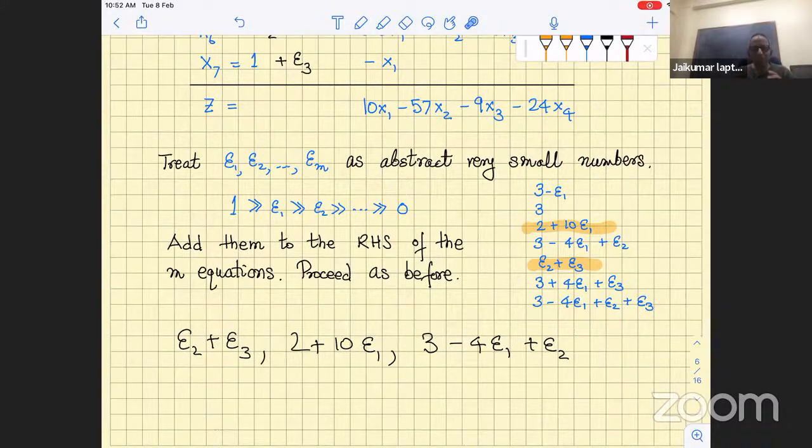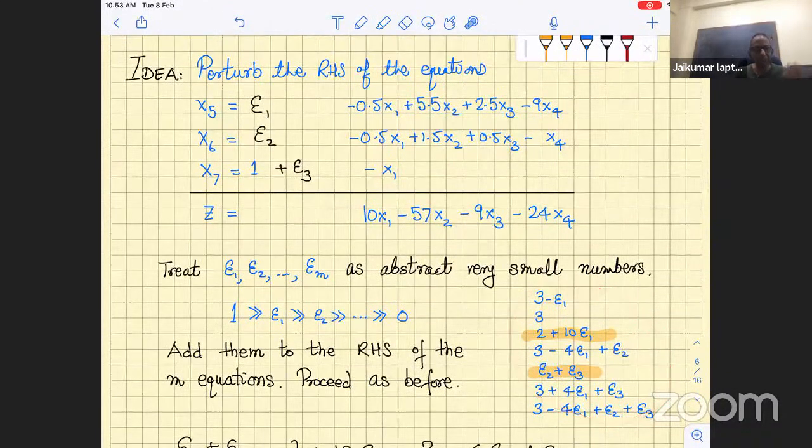But there you are always worried: did you do the computation right? If you keep them abstract, then you can just apply the lexicographic rule. If you did that, then you wouldn't have to do the lexicographic rule. It would be just some perturbation method. Yeah.